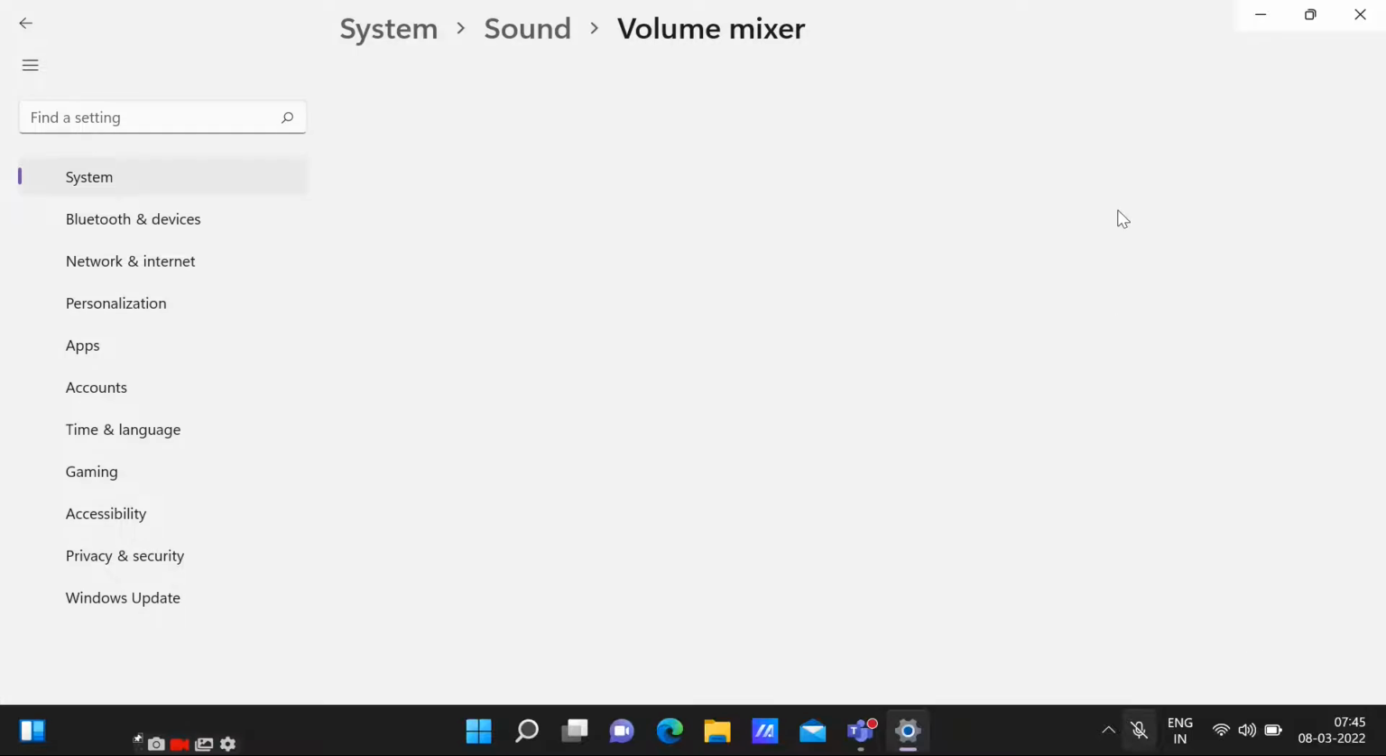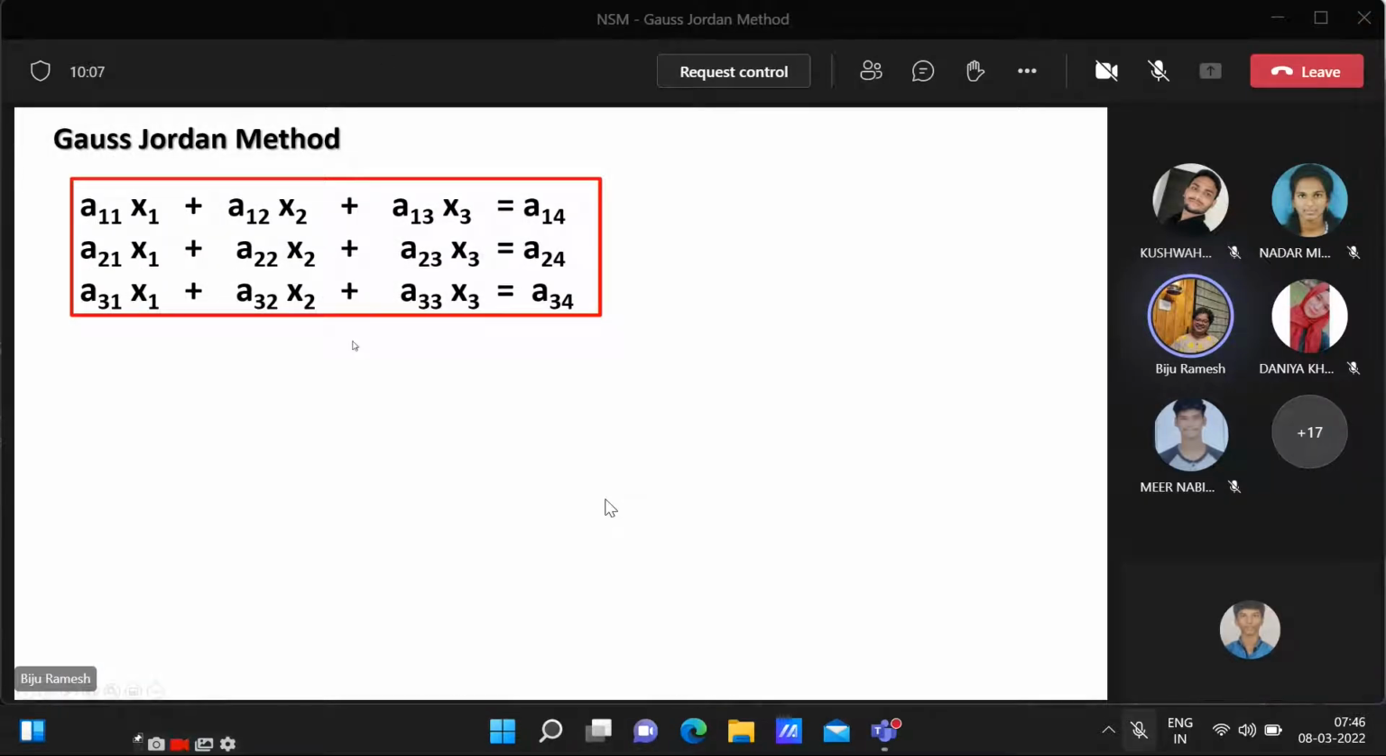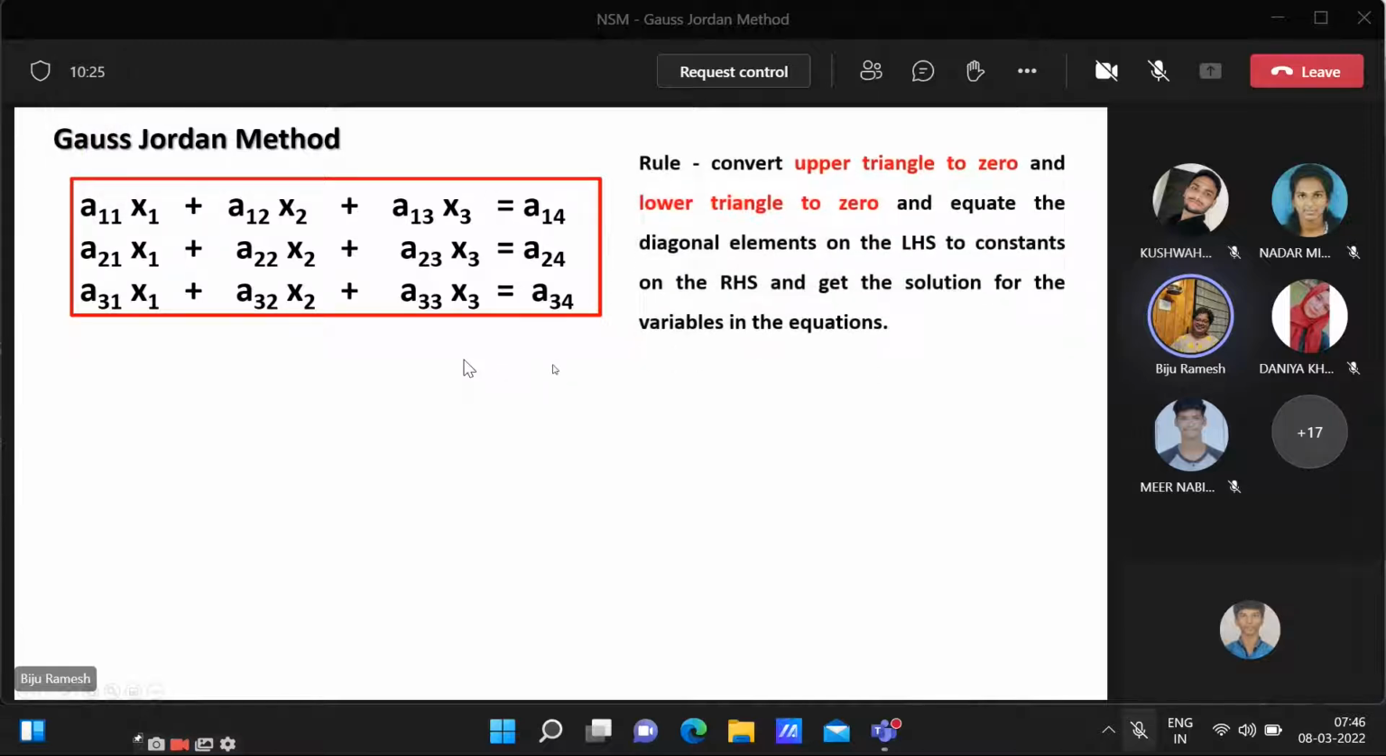So basically in Gauss Jordan, you are going to reduce the upper triangle and the lower triangle to 0. So you will get only the diagonal elements left. You equate the diagonal elements to the RHS and you find the value of x1, x2 and x3. I'll write it down here. The rule is to convert the upper triangle to 0 and the lower triangle also to 0, and equate the diagonal elements to the constants on the RHS and get the solution for the variables.